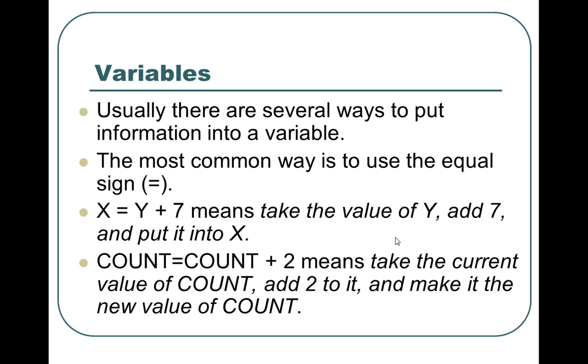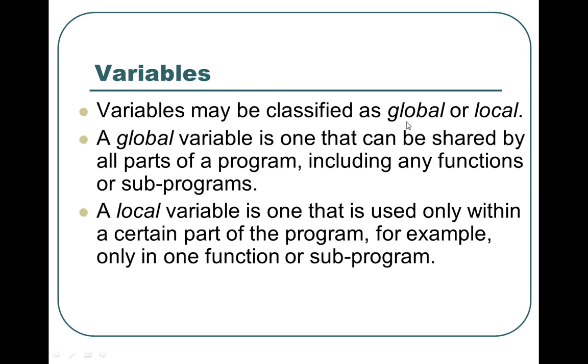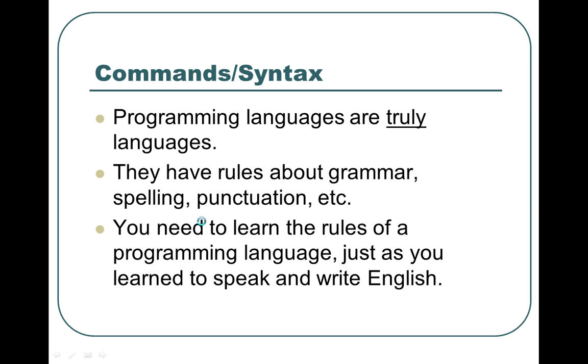Variables are nothing but a place where we can put the data. This is a variable. How can we store the data? By using the equals sign. There are 2 types of variables: one is local and one is global. This is a global variable. This is a local variable.